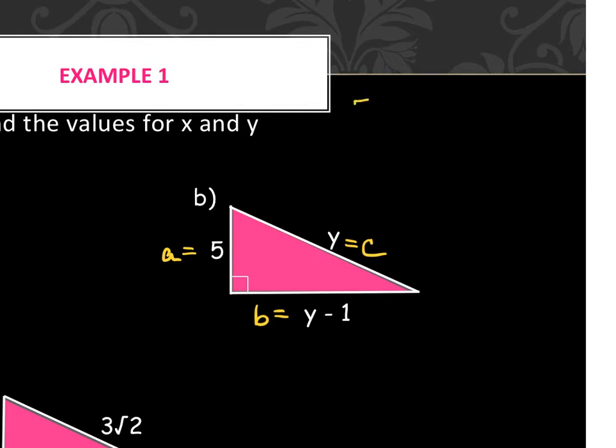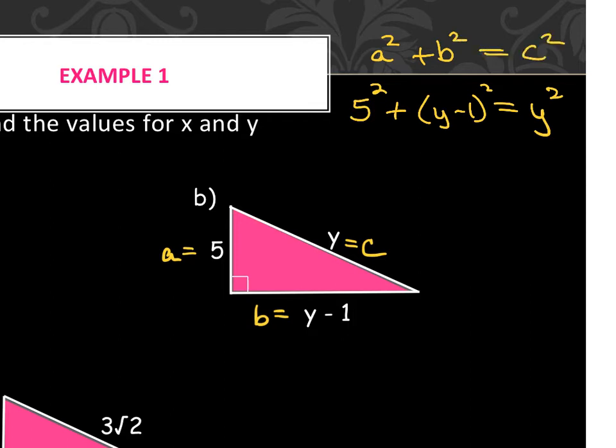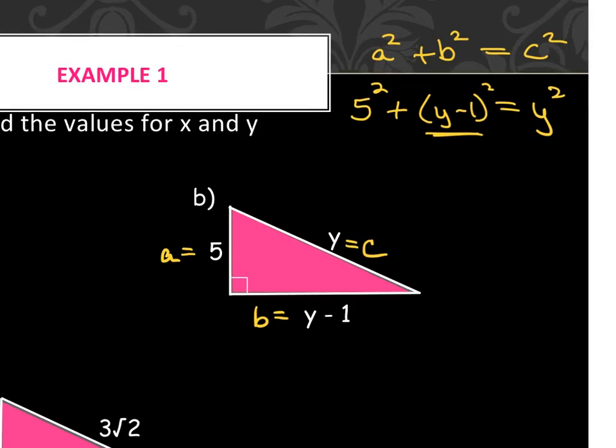So I'm going to do 5 squared plus y minus 1 squared equals y squared, because this is a squared plus b squared equals c squared. Now, be very careful when you're doing this one. You can't just distribute that square. You got to FOIL this. So this is where all of our algebra skills are coming back.